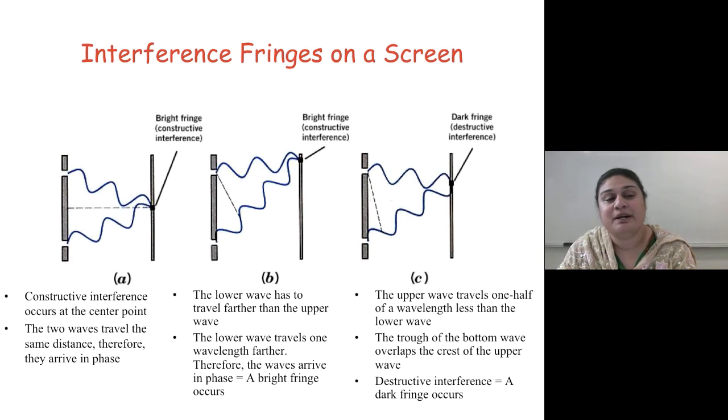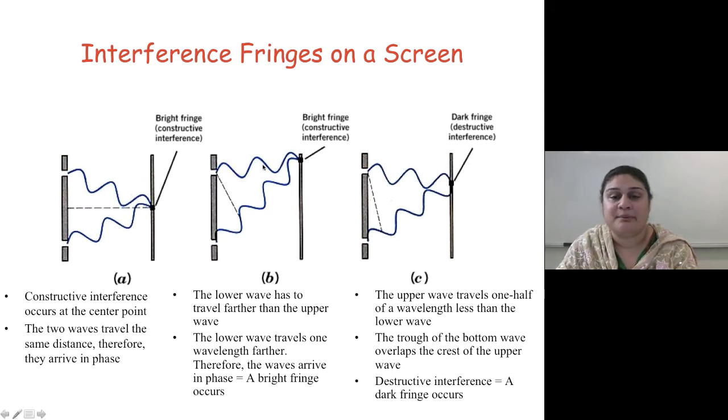Here's a really good depiction of what is actually going on. If the two waves coming in reach the spot exactly in phase with each other, we will get constructive interference and a bright light. If the two waves are off from each other, you will see destructive interference, which will give you a dark spot on the screen.